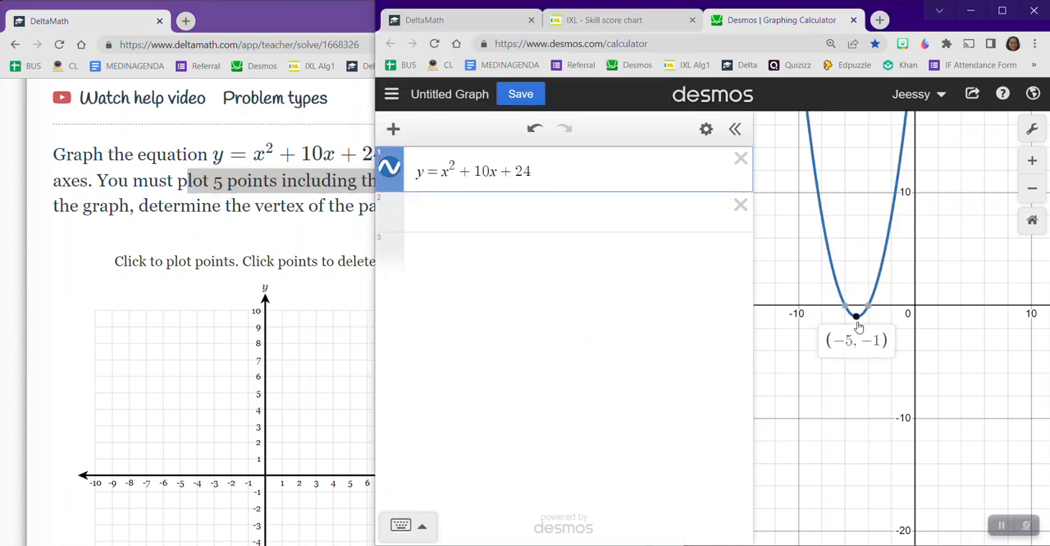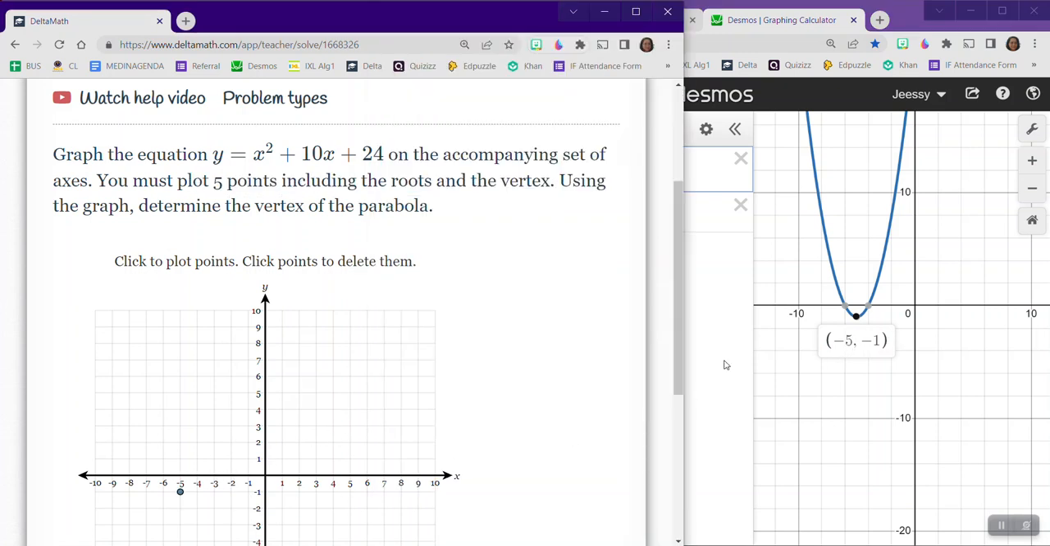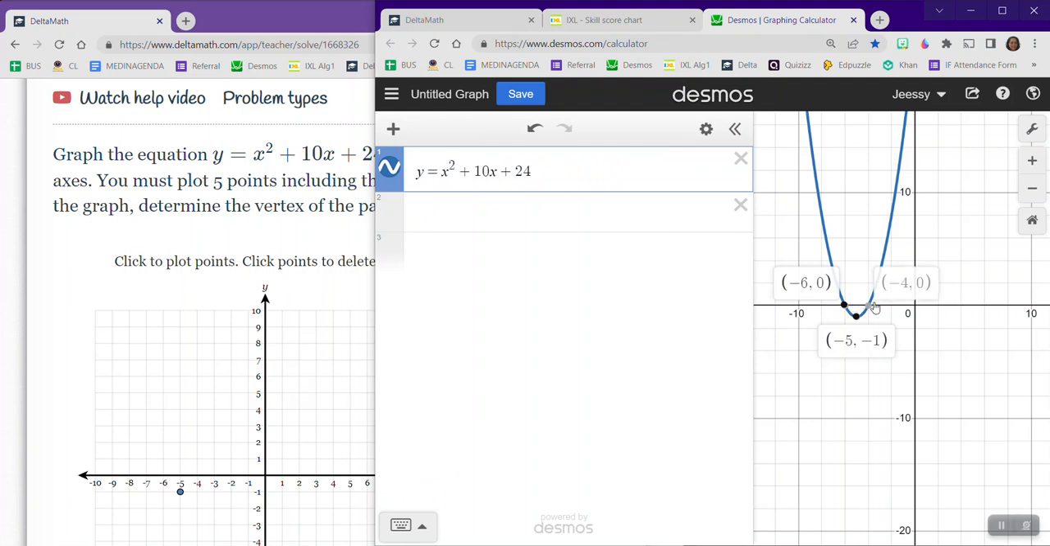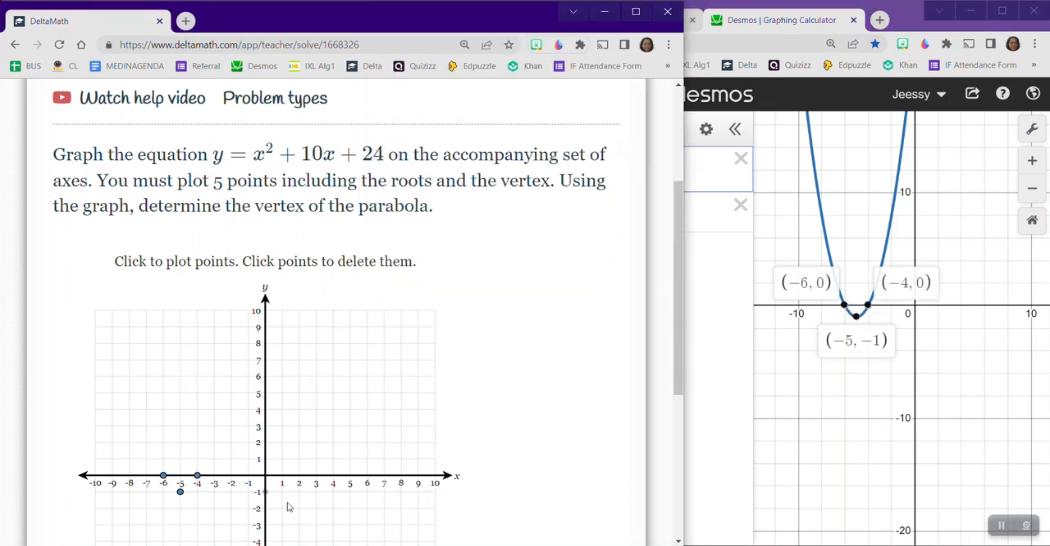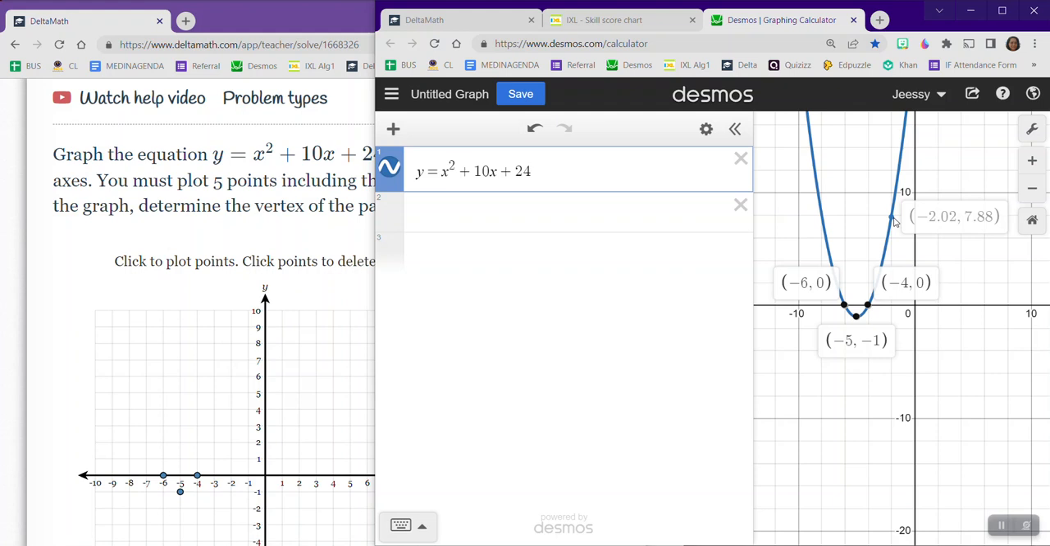So that's the vertex, negative 5, negative 1. The roots are negative 6, 0, and negative 4, 0. Okay. And we need 2 more points. So this one looks like a really good one right here.